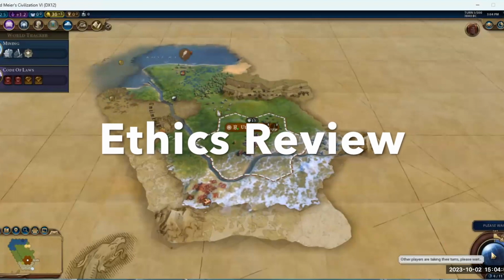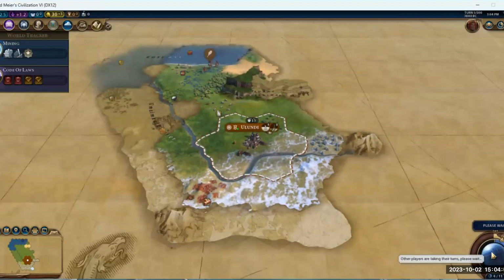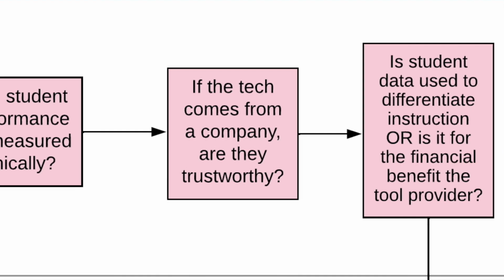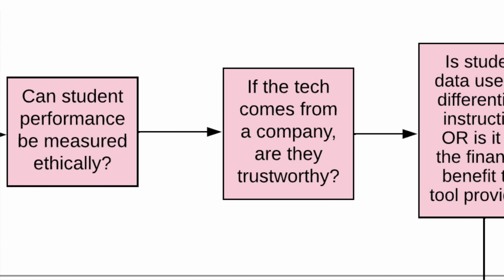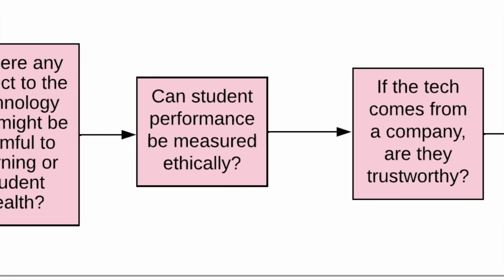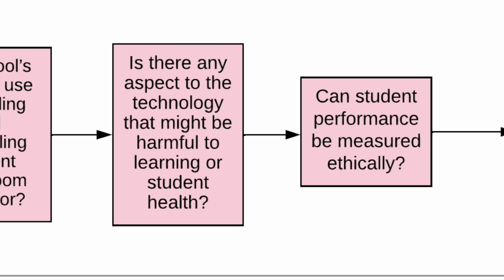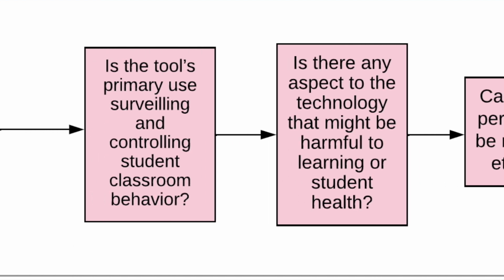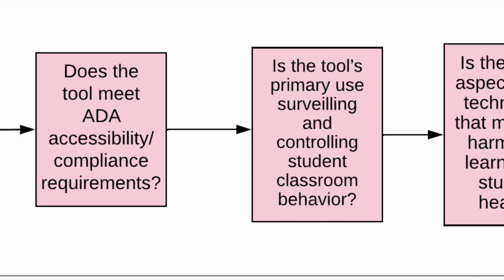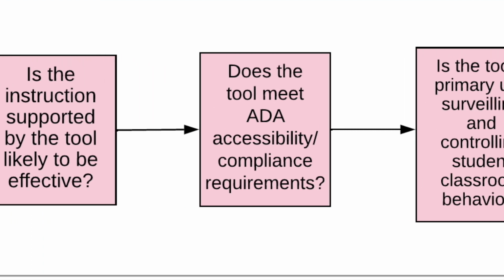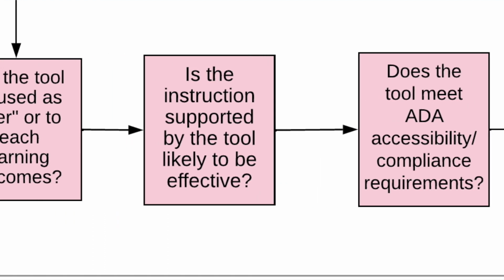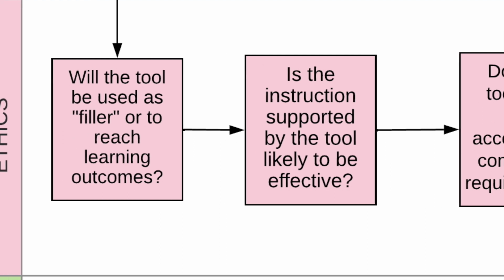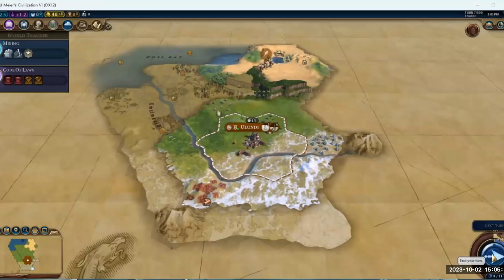Now, next we have the ethics lane. So we go from our idea, is it a good idea, to is it feasible to implement this idea, to is it ethical to implement this idea, this tool, this game, this curriculum. So the first question that we ask, and it gets back to my early concern, is: is it going to be used as filler or to reach learning outcomes?